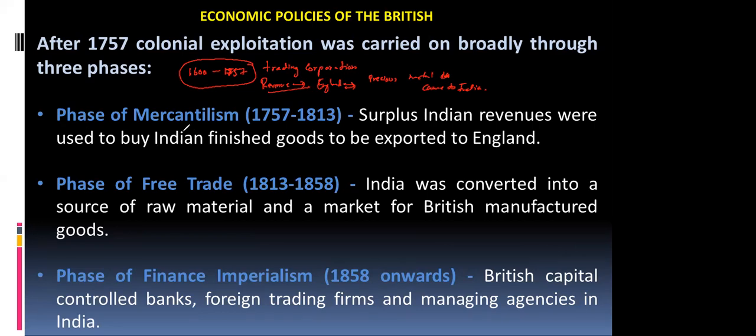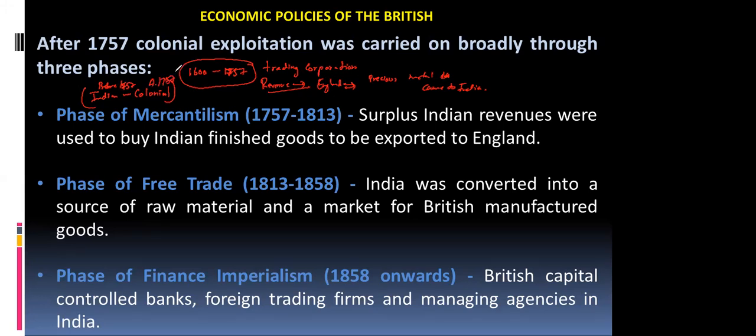As you know, the economic policies followed by the British led to the transformation of the Indian economy into a colonial economy. There was a fundamental change in the Indian economy. India had a favorable balance of trade before 1757. But after 1757, this whole economy changed into a colonial economy.